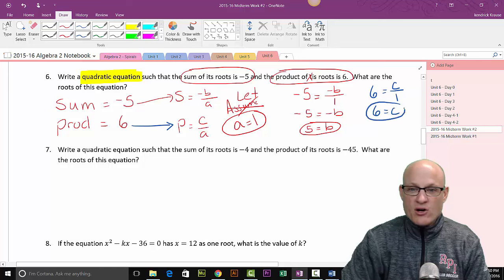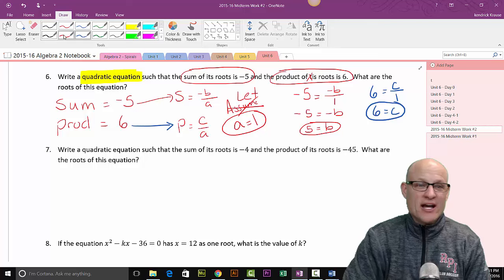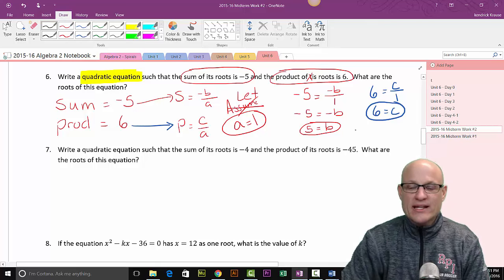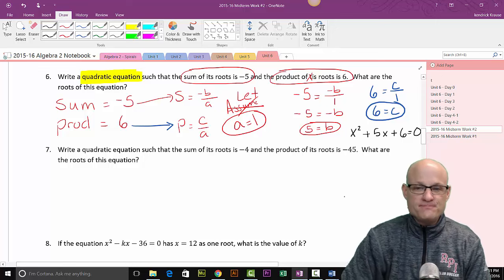So now I have all that I need, but I'm not done. You have to write the equation. I can't tell you how many kids in the past have just found them, but not done the right thing. They haven't written the equation. It's x squared plus 5x plus 6 equals 0. Done.